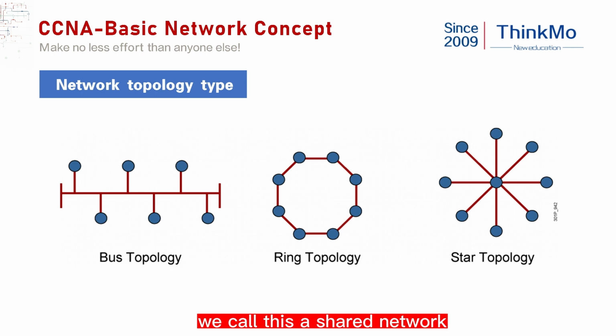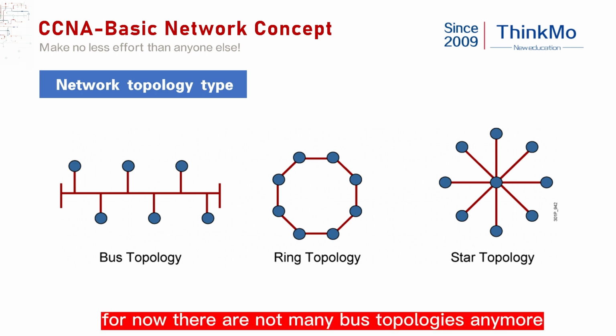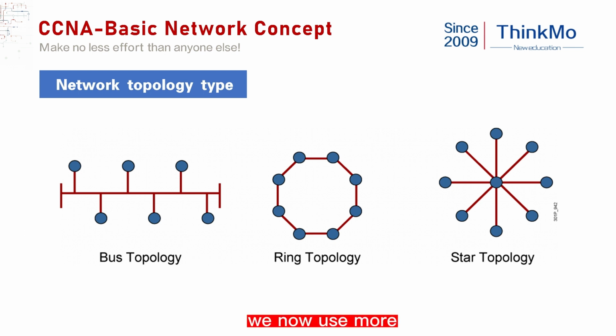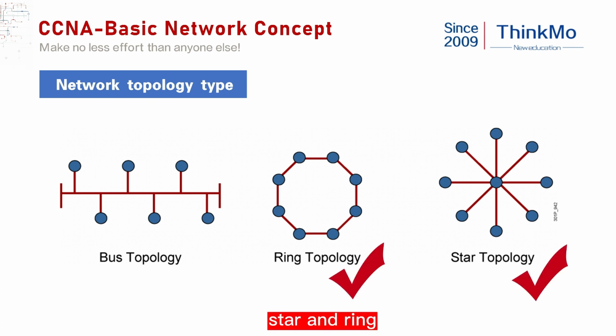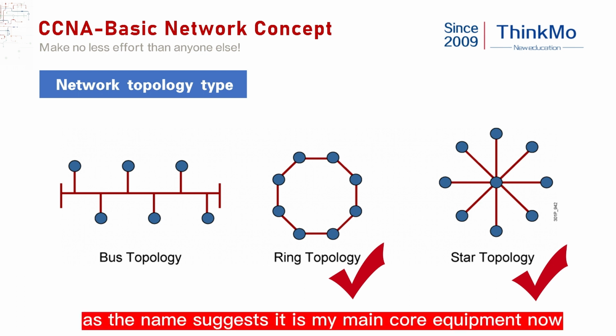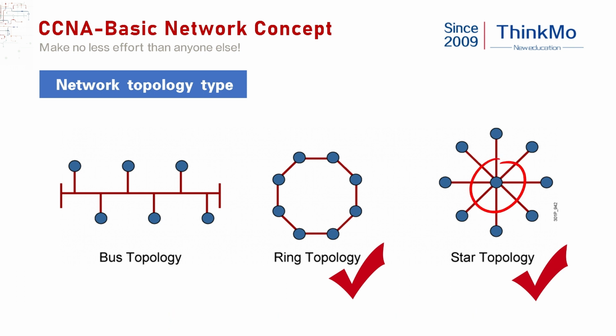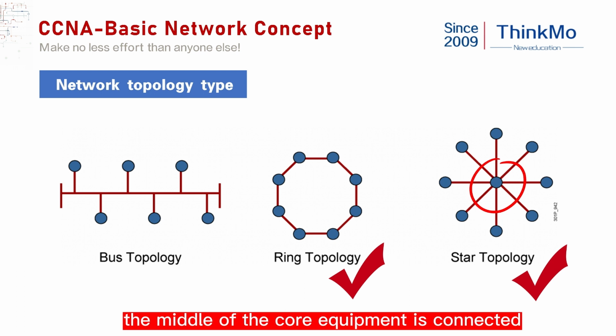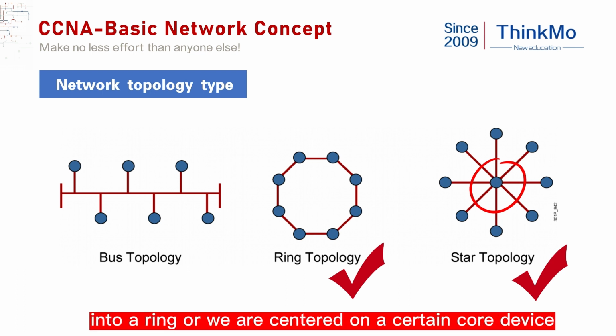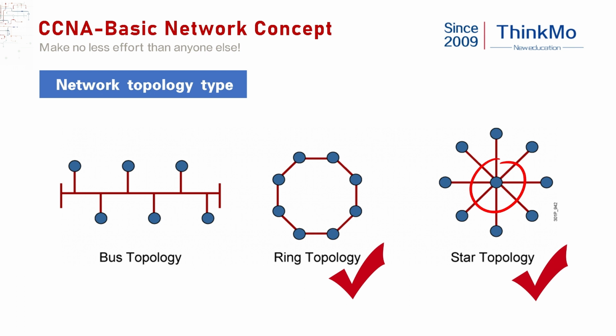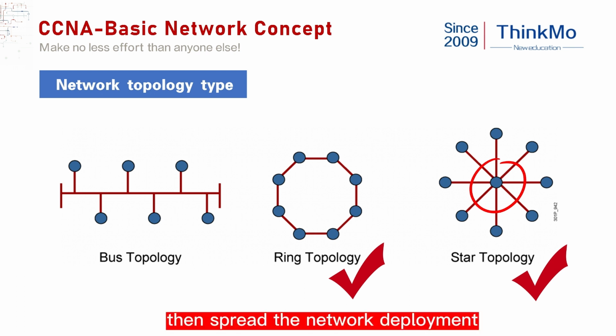We call this a shared network. For now, there are not many bus topologies anymore. We now use star and ring more. Ring, as the name suggests, means my main core equipment. Note that it does not say all devices. The core equipment is connected into a ring in the middle. Or we are centered on a certain core device, then spread the network deployment. We call it a star network.